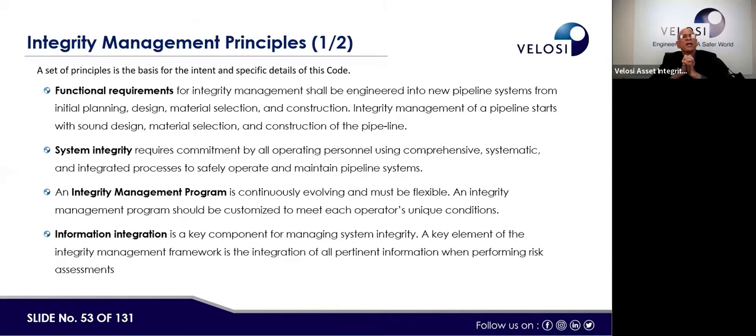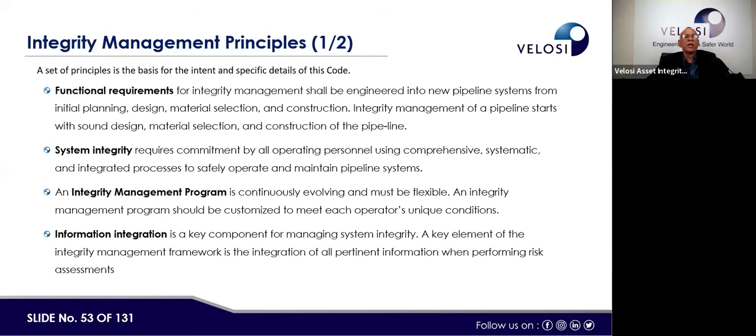Now, integrity management principles, it is becoming more theoretical. When we apply it, it is easy to follow, but here it looks like a normal definition. What is the functional requirement? Integrity management shall be engineered into new pipeline systems from initial planning, design, material selection, and construction. Integrity management of a pipeline starts with sound design, material selection, and construction of the pipeline in accordance with applicable codes and standards. This is a functional requirement for the system.